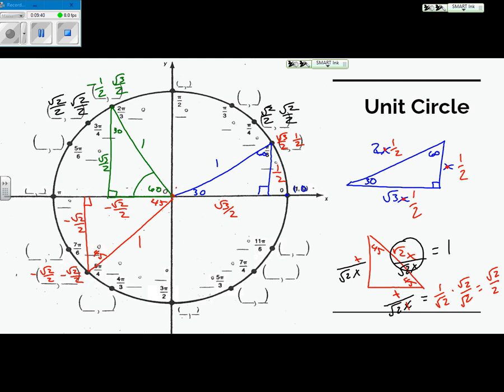However, they have to be unique. So look, in this quadrant, I have to throw a negative in front of my x values, just like I did in algebra, because I'm going to the left. Square root of 2 over 2, square root of 2 over 2. Which one's negative there? 7 pi over 4. The y would be negative because I went down to get to it.